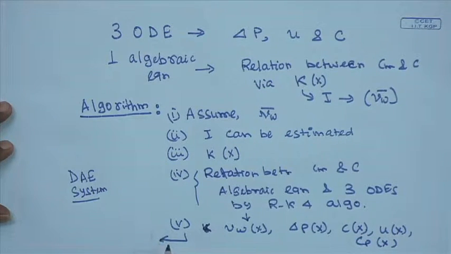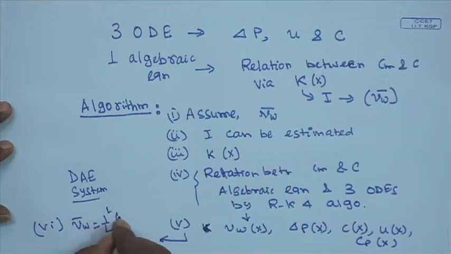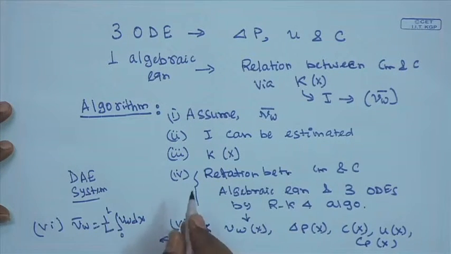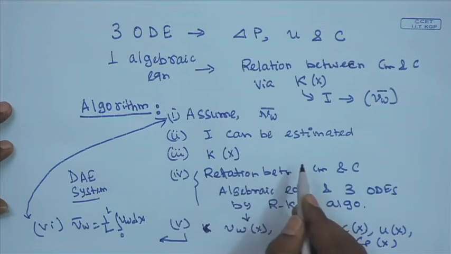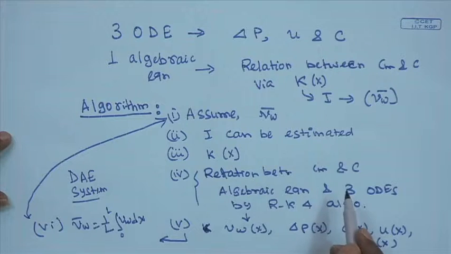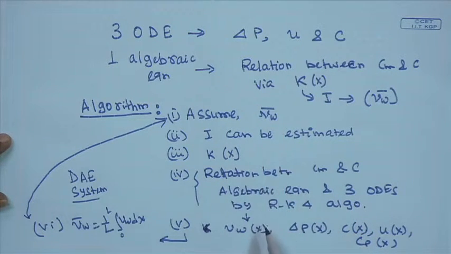After that, what we will be doing? We will find out the length average permeate flux as 1 by L integral from 0 to L of Vw dx, and we will see whether this length average permeate flux is coming close to the guess value or not. If this is not close, then we have to assume another value of length average permeate flux and redo this calculation. So, this will be very complicated, and basically at every step of RK4 this algebraic equation has to be evaluated by using the Newton-Raphson method.